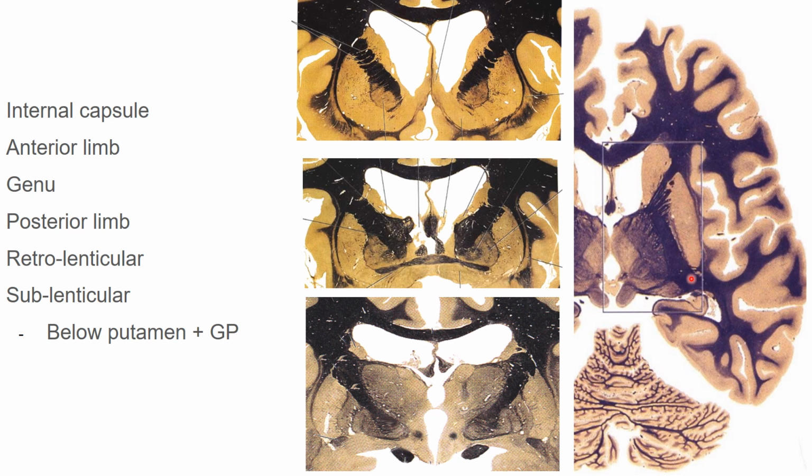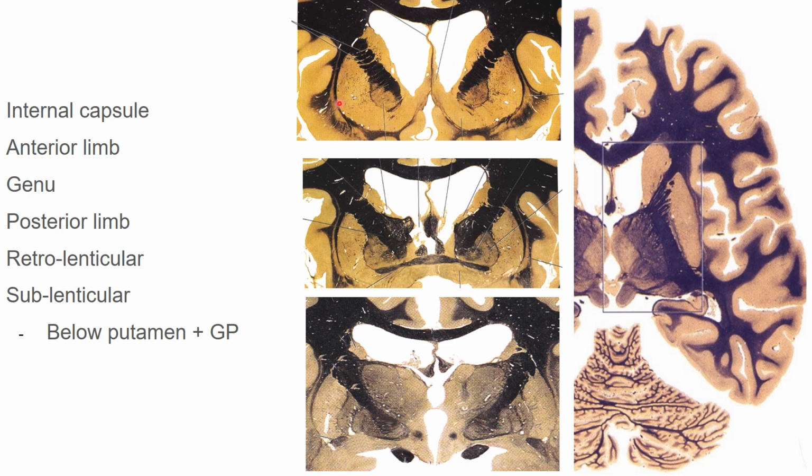your retrolenticular internal capsule. And if you were to look beneath this nucleus, you would see your sublenticular internal capsule. So you can see that pretty well here. So here's your lentiform nucleus, and here's your sublenticular internal capsule, this black fiber right here.